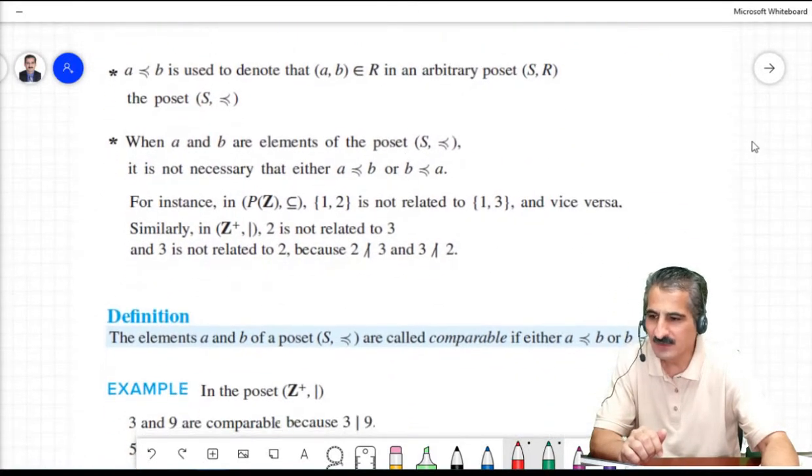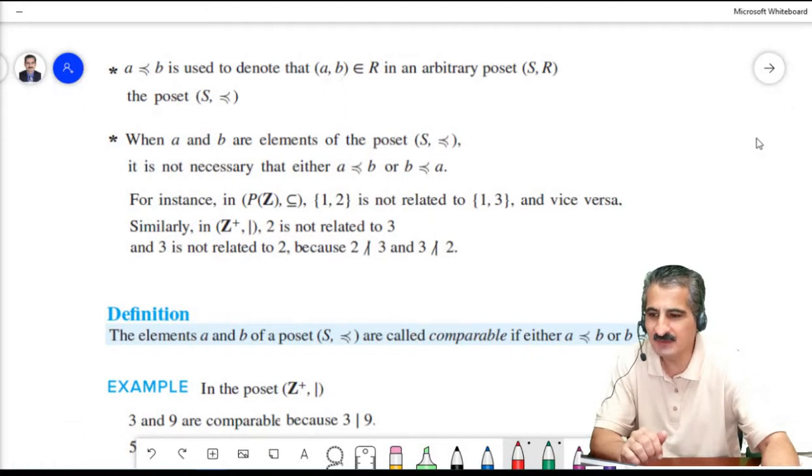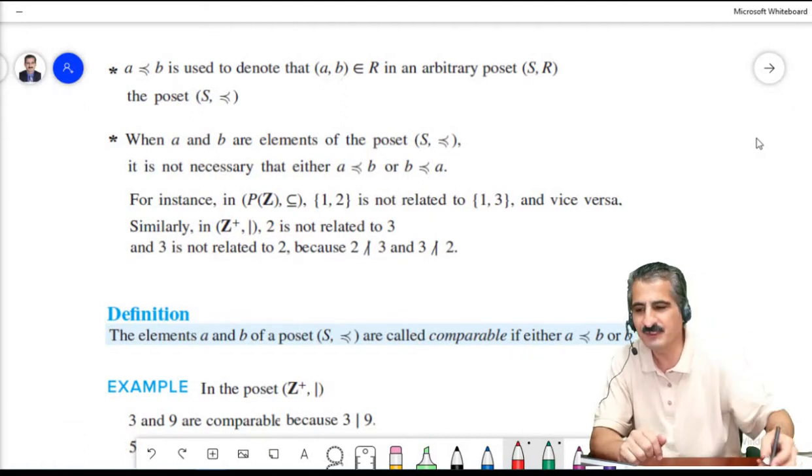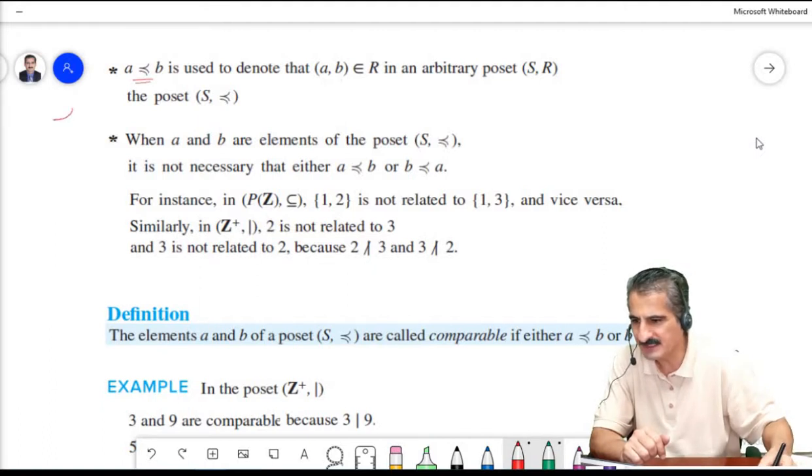Now, we will adopt notation for partially ordered sets. We will use this notation. I will just rewrite it this way. It looks like less than or equal, but it is not. It is a generalization, so it is slanted.